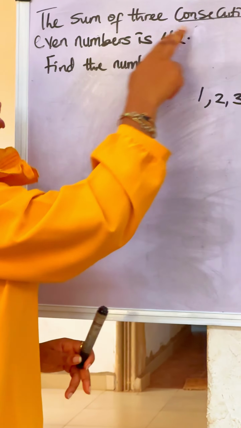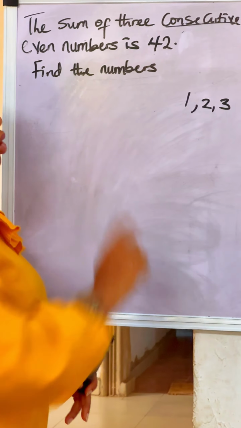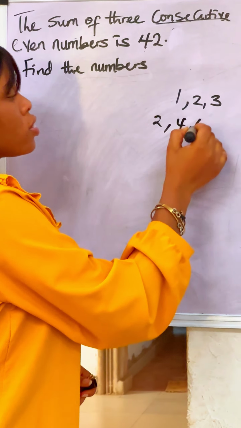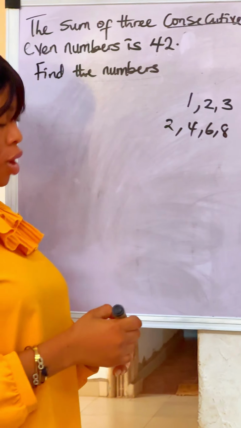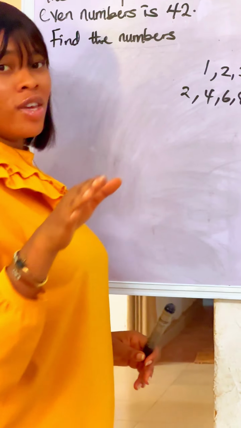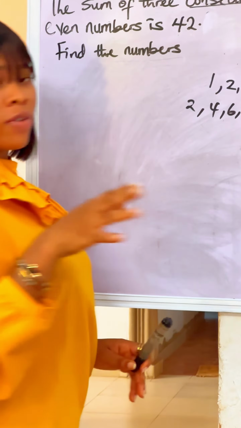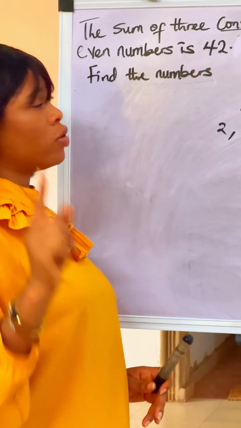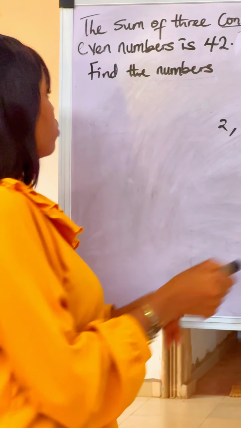Now we're talking of 3 consecutive even numbers. What are even numbers? Examples of even numbers, we have 2, 4, 6, 8, and so on. So these are consecutive even numbers, 3 consecutive even numbers. We don't know these 3 consecutive even numbers, but we can assume.